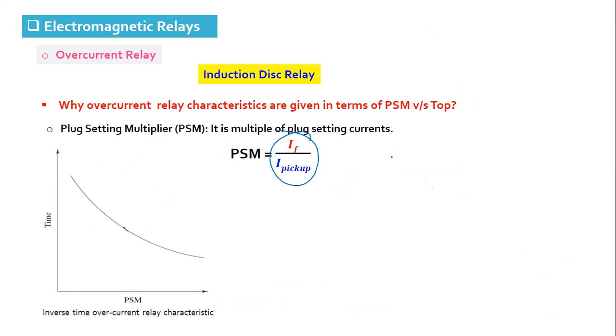No, Nidhi, it is not required if it is not asked. If it is asked what you mean by plug setting and time multiplier setting for an overcurrent relay, then you have to mention it. Got it, Nidhi?